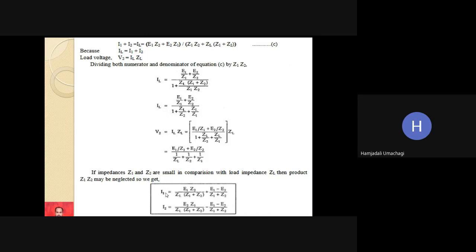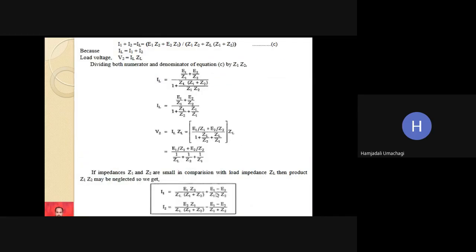So the load shared by the first transformer will be E1 Z2 whole divided by ZL into Z1 plus Z2, plus IC. Plus IC means this first transformer is overloaded with the charging current. Similarly, for the second transformer, minus IC means it is free from charging current. So because of unequal voltage ratio, one transformer has more burden and another has less burden. But still we can see that parallel operation will take place.